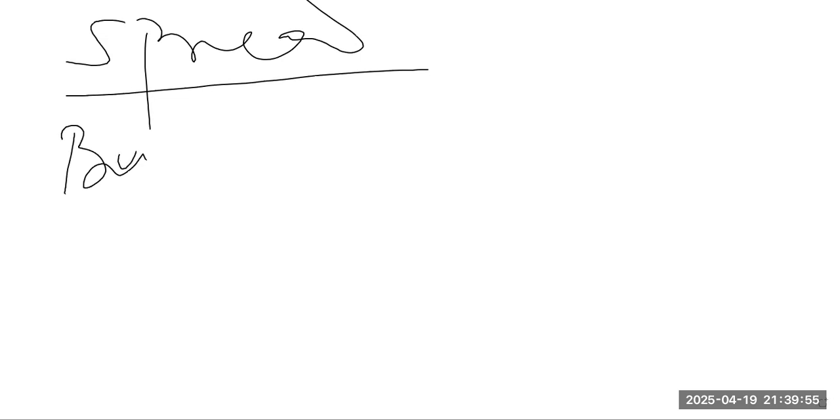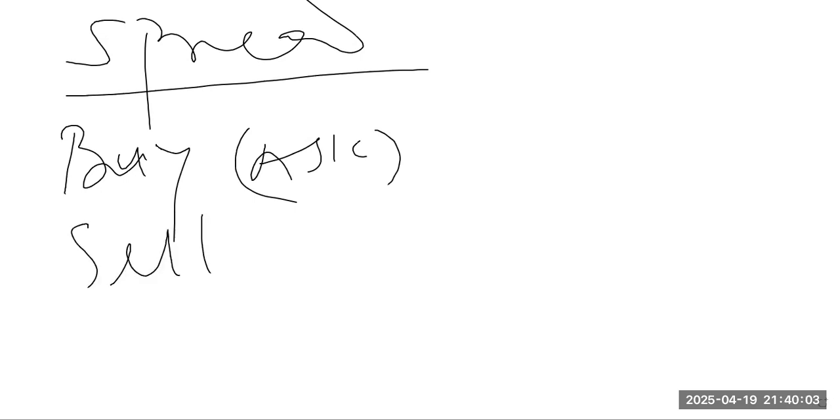Then the last one, which is spread. When we are talking about spread, spread is the difference between the buy price. The buy is also known as ask. You need to know this one. The ask price. Then the sell is also known as the bid. So when we are talking about spread, we are talking about the difference between your buy or your ask price and your sell or your bid price.